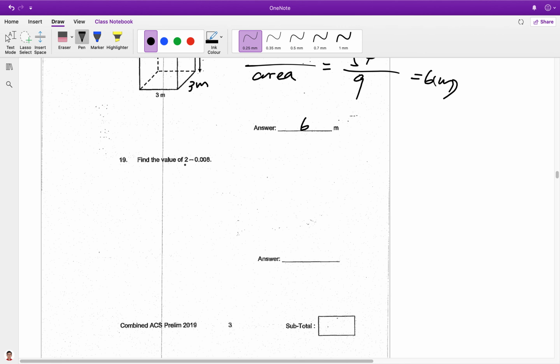Okay, question 19. Find the value of 2 minus this one. Well, this one is fine. It's a calculation, right? So we see that 2 minus. We know that for an integer, the decimal point is here, right? 0.008 minus. So this one is 0, 0, 0, right? So we just need to borrow one from here, right? Here becomes 9, 9, right? This one is 10. 10 minus 8 is 2. And if we borrow 1, this here is 9, 9, and there is still 1 here. 1.992.